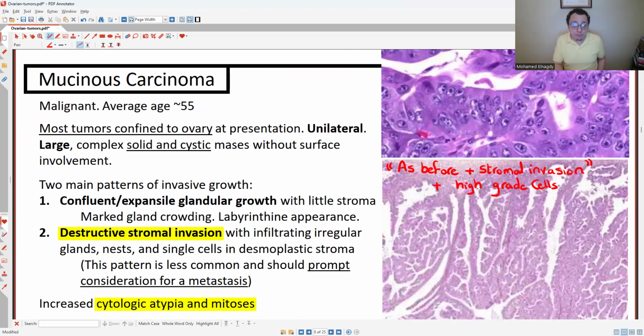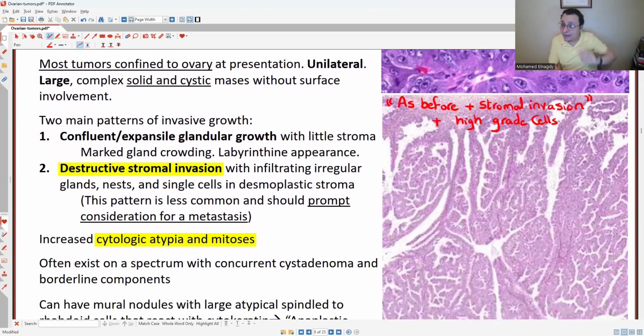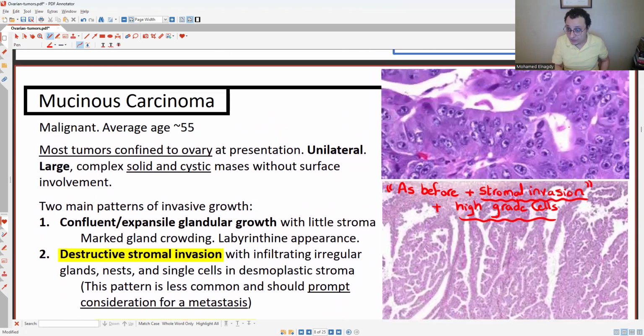Then we have, finally, mucinous carcinoma. Mucinous carcinoma is the same as before. What I mean by as before is as borderline. So we still get this tufting, we still have these papillae, and we have extensive proliferation of mucinous epithelial cells. However, we now have stromal invasion, and the cells are very high-grade looking cells.